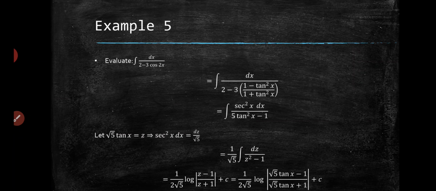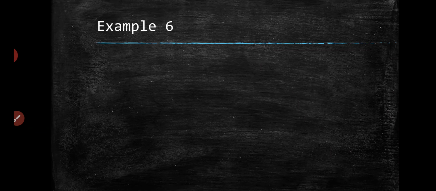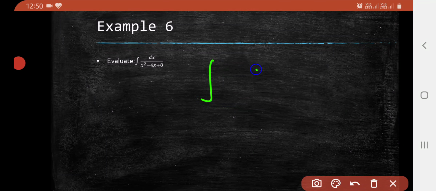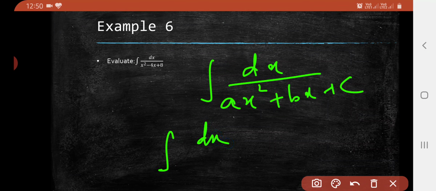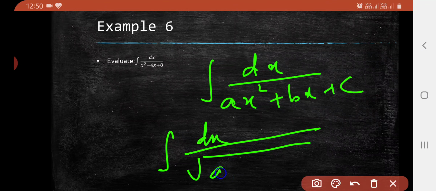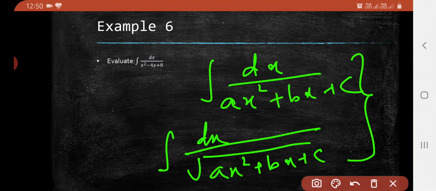Problem number 6. Integration dx by x square minus 4x plus 8. Now this is an integration of the form dx by ax square plus bx plus c. Obviously this type of integration, or integration dx by under root ax square plus bx plus c, are the two forms which can be reduced down to one of those 6 forms. Now this is one of those types. So let us see how to deal with such a problem.